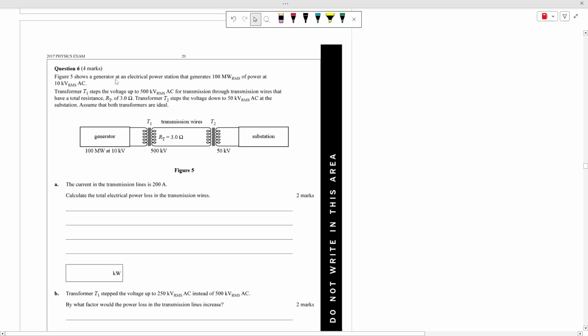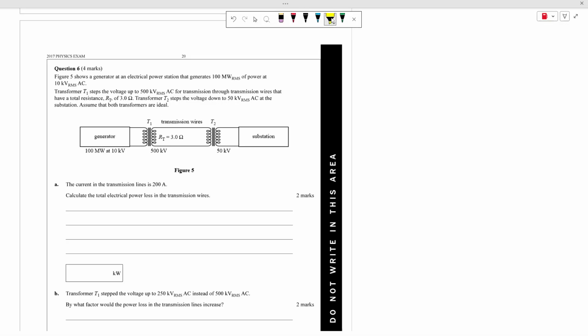Figure 5 shows a generator at an electrical power station that generates 100 megawatts RMS of power at 50 kilovolts RMS alternating current. Transformer T1 steps the voltage up to 500 kilovolts RMS for transmission through transmission wires that have a total resistance of this. Transformer T2 steps the voltage down to 50 kilovolts at the substation here. Assume that both transformers are ideal.